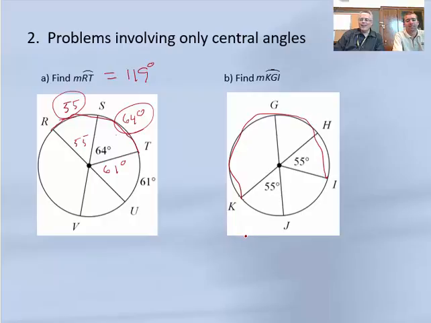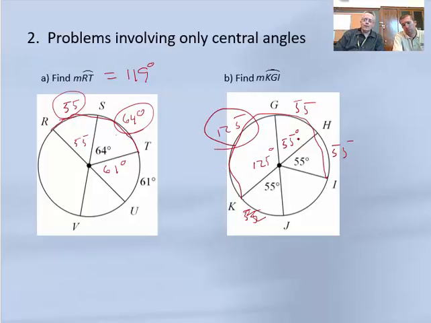Now, what can we find out? We've got a 55 and a 55. We'll figure out this one. 180 minus 55 will give us 125. So this is 125 out here, and this is 55 out here. Looks like we have a vertical angle, so this is 55. This is 55, and since that's 55, this is 55. So we have three pieces. Big KGI is a big arc, so we have this one, and this one.